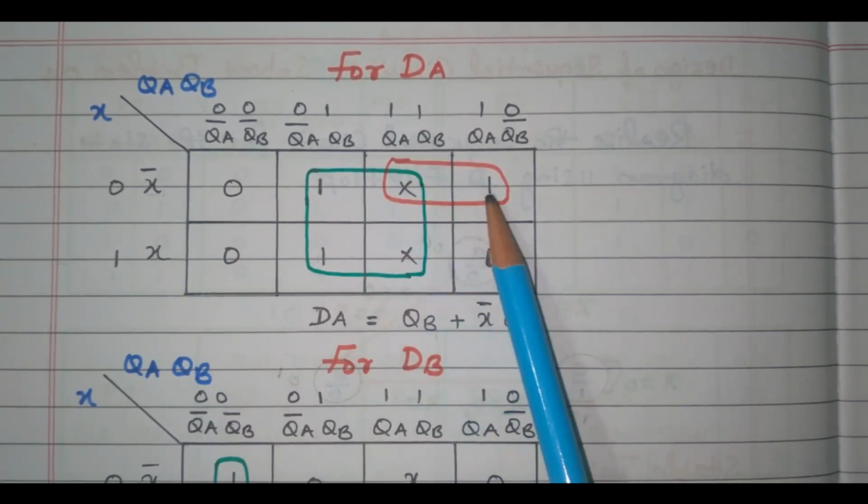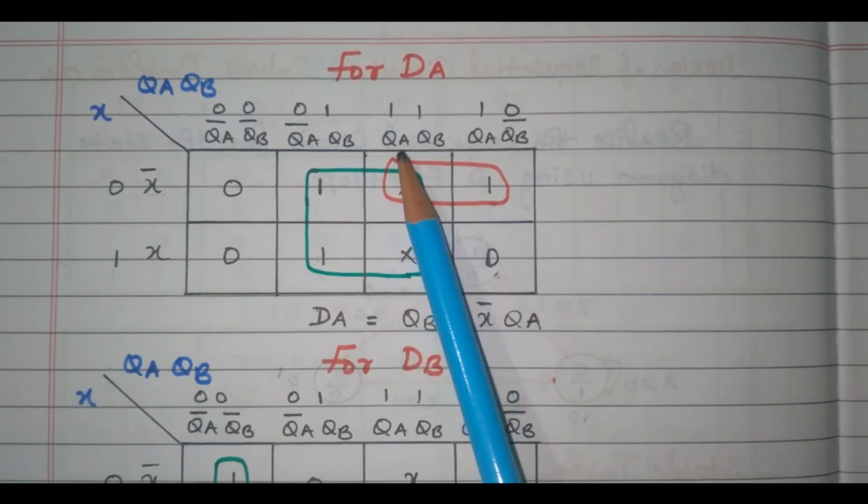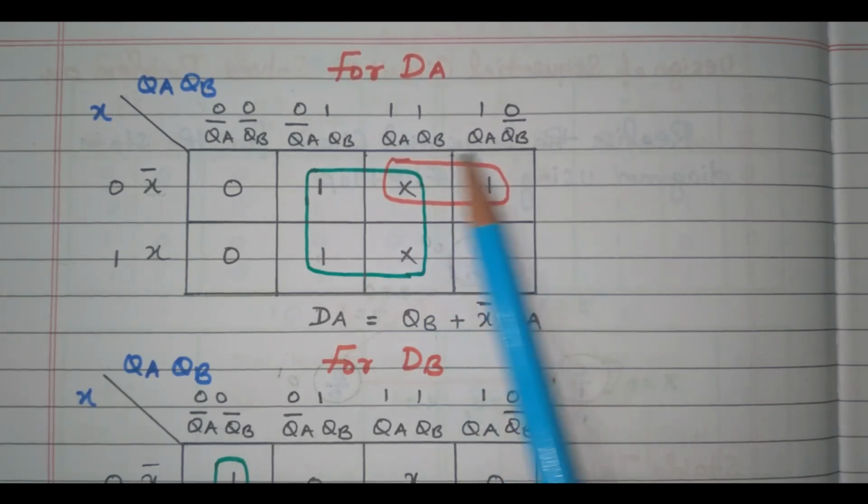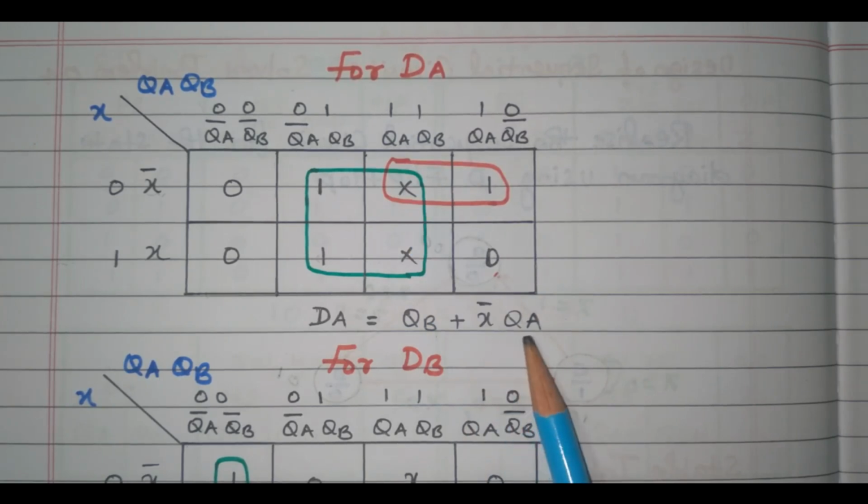While combining these two cells, the corresponding row is X bar. What is available in the corresponding column? QA QB, QA QB bar. So QB and QB bar cancel, only we have QA. So X bar into QA. So the DA equals QB plus X bar QA.